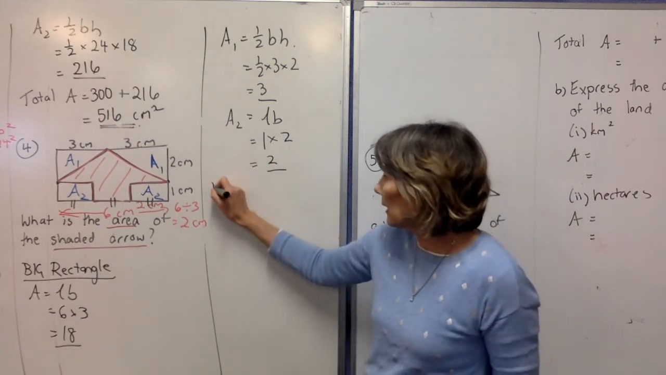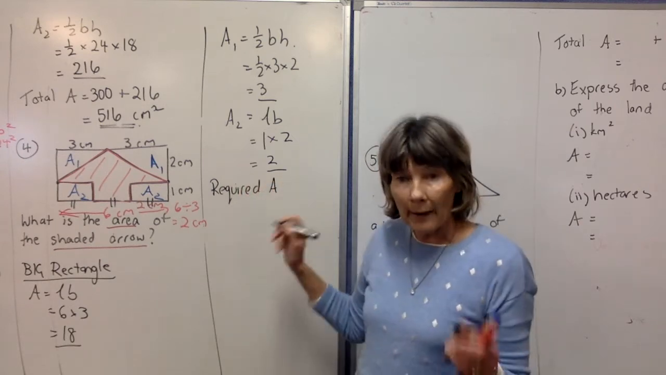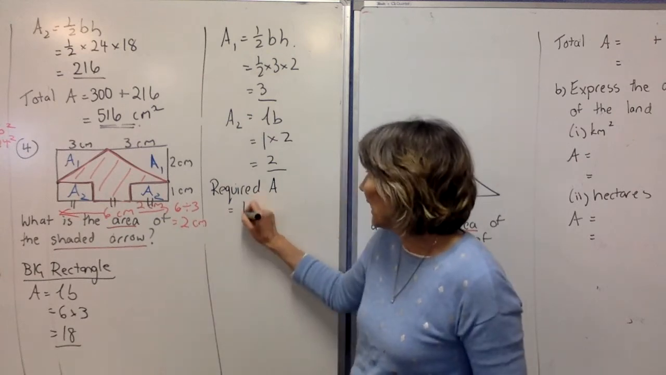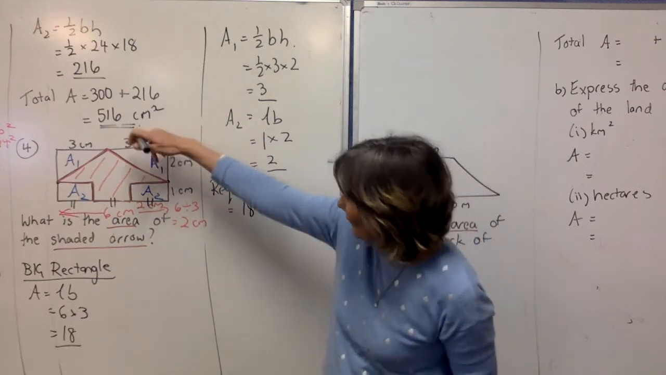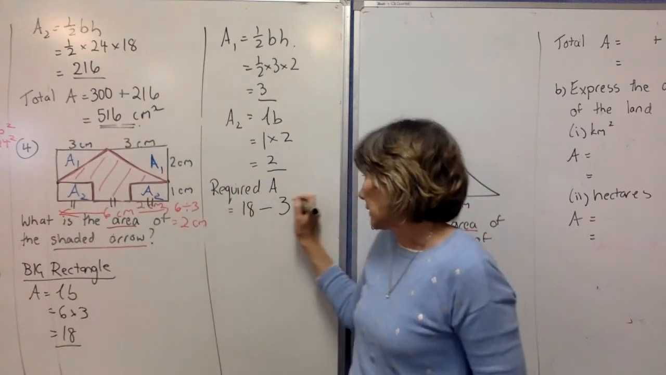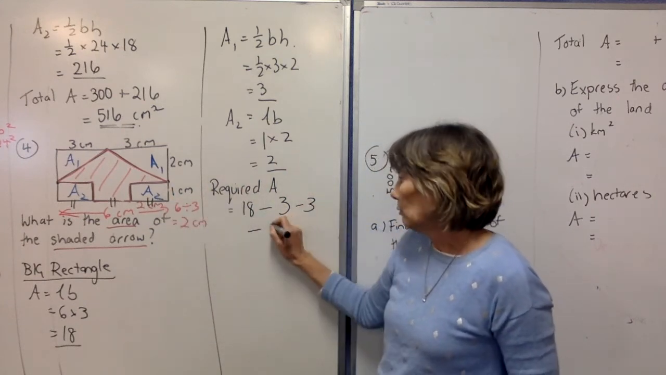So now, to get our required area for our arrow, we are going to have the big rectangle, which is 18. We're going to take away area 1. We're going to cut that piece out and throw it away. This is identical, so it's another 3 gone. Area 2 was 2.